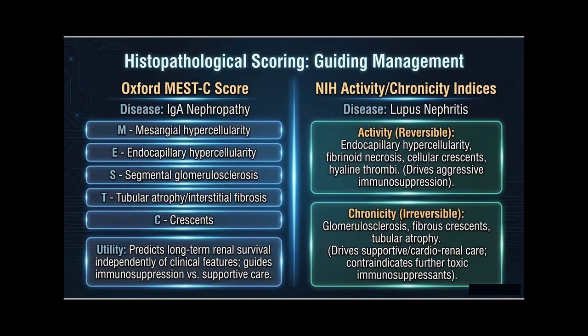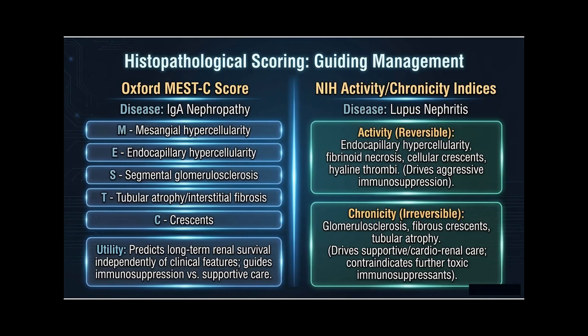Histological scoring and guiding management. Oxford MEST-C score, NIH activity score. What is MEST? Mesangial hypercellularity, endocapillary hypercellularity, segmental glomerular sclerosis, tubular atrophy, and interstitial fibrosis. C is the crescent. It is called the MEST-C score. Utility: predicts long-term renal survival independent of clinical features. Guides immunosuppression versus supportive care.